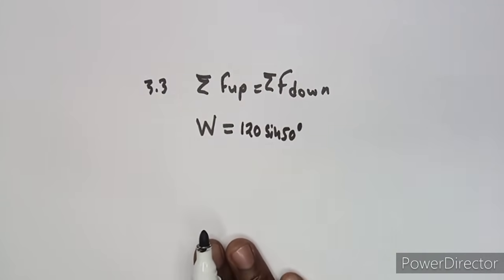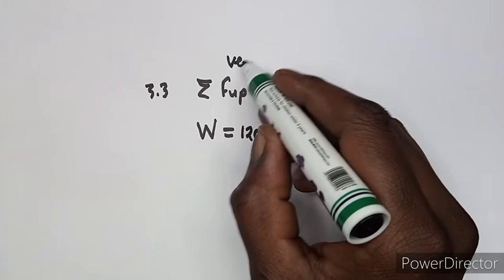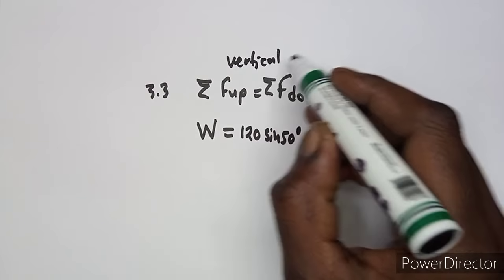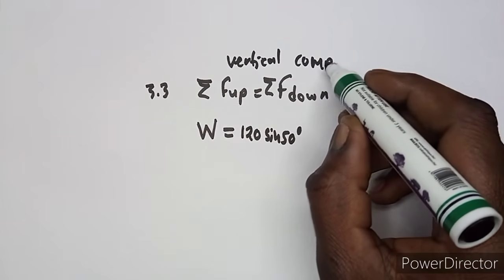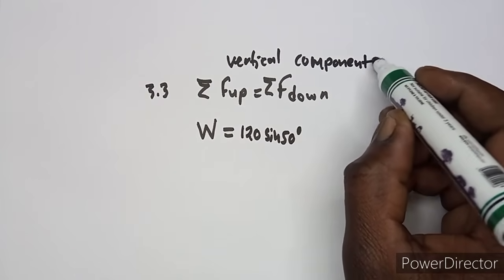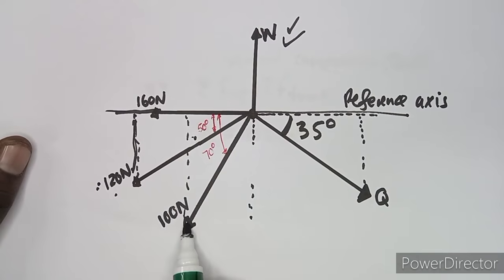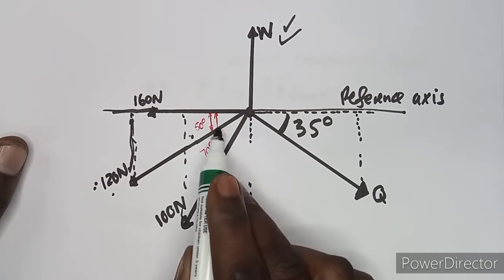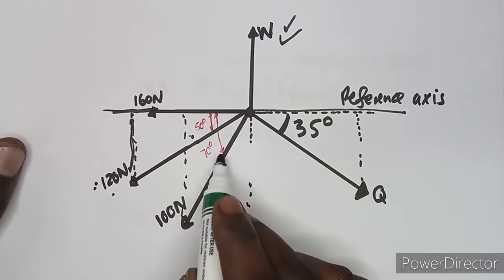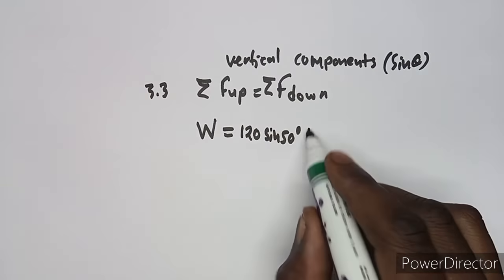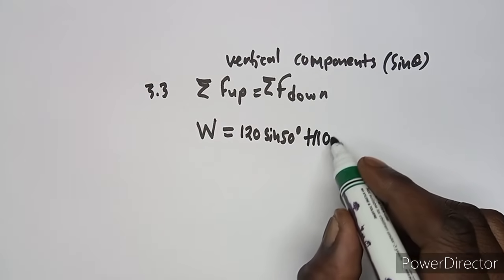vertical components, we say these are vertical components, they take sine theta, which is sine of the angle. All right, we move on to 110 sine the angle that is between, which is 70 degrees. So it's plus 110 sine 70.